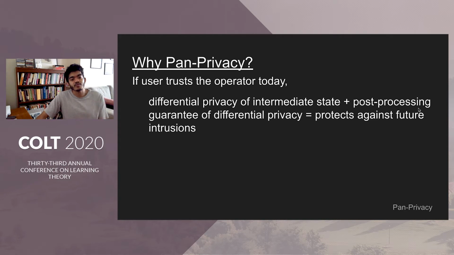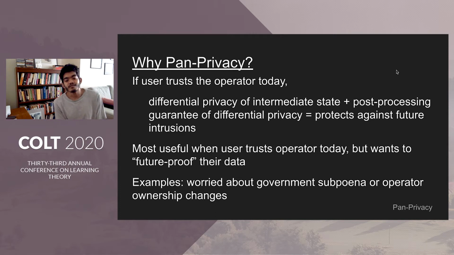So why should we study this model? We'll argue that if the user trusts the operator today, the differential privacy of the intermediate state, plus the post-processing guarantee of differential privacy, protects the user against future intrusions. So for example, if the user is worried that, say, the government will subpoena the algorithm operator, or that the person who owns the pan-private algorithm operator changes, what happens is that because the operator was using a pan-private algorithm, when they saw the user's data, they processed it and produced this differentially private summary. And this differentially private summary, that internal state, is the only thing the operator keeps around. And because of the post-processing guarantee, once they've gotten to the point where the differentially private state is the only thing kept around, the user's privacy is guaranteed forever.